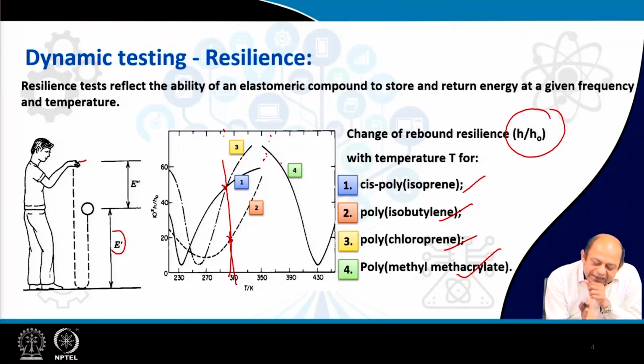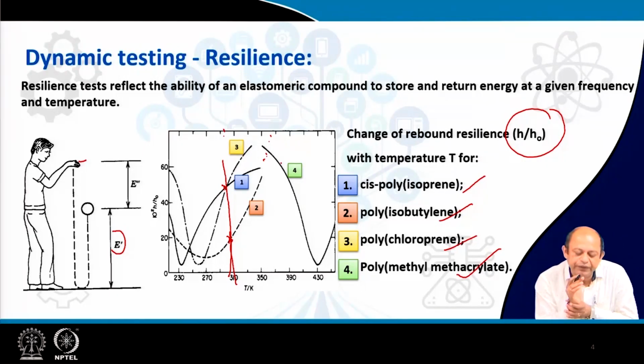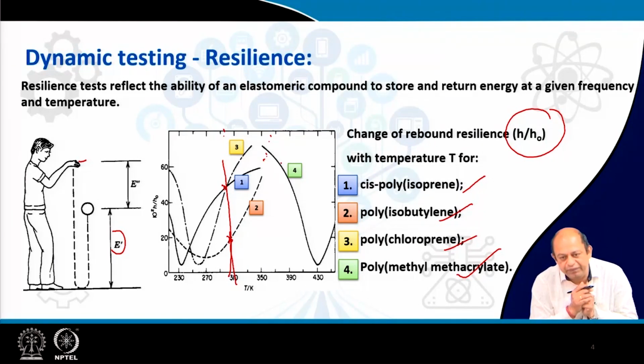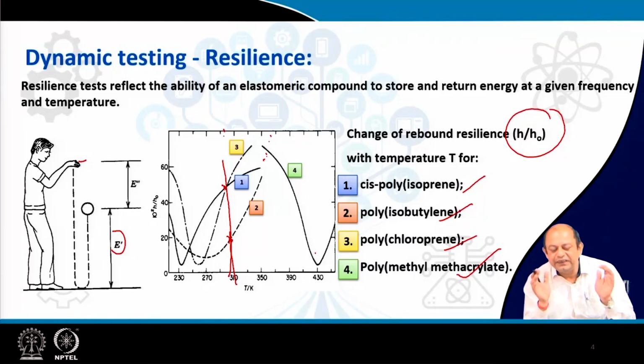Also, you can see at a certain temperature the minimum. Those of course correspond to Tg, the glass transition, and lower than this Tg also you see a differential behavior. PMMA, which is a plastic on the other hand, initially h by h0 was perfect, it was recovering well, but again near the Tg it has a minimum recovery, and afterwards again it starts recovering. So, this is how you do it.